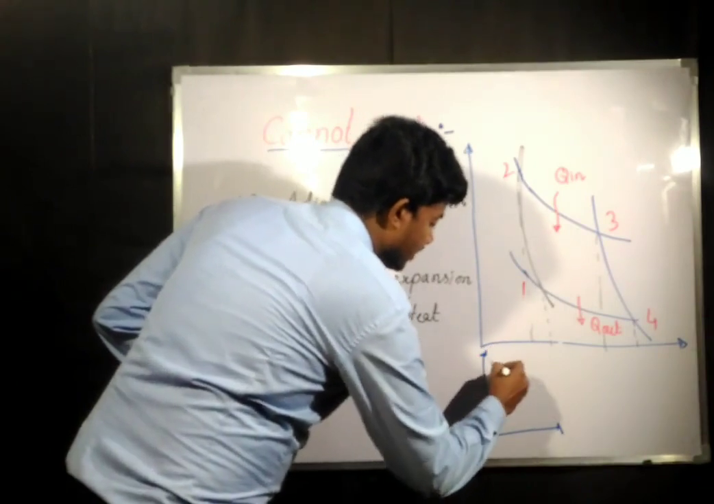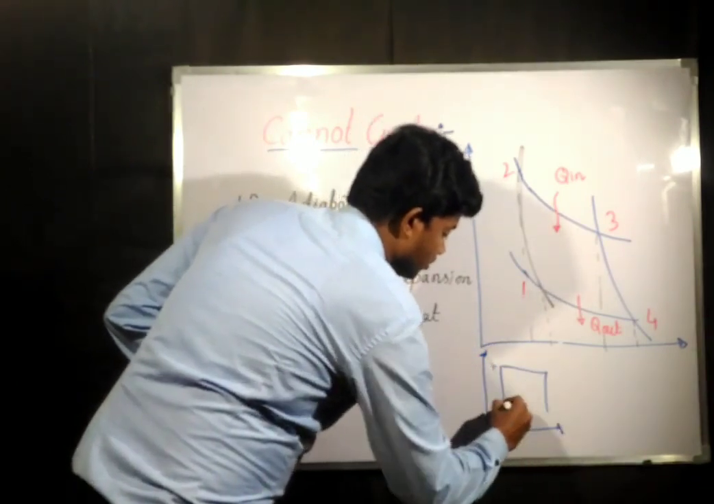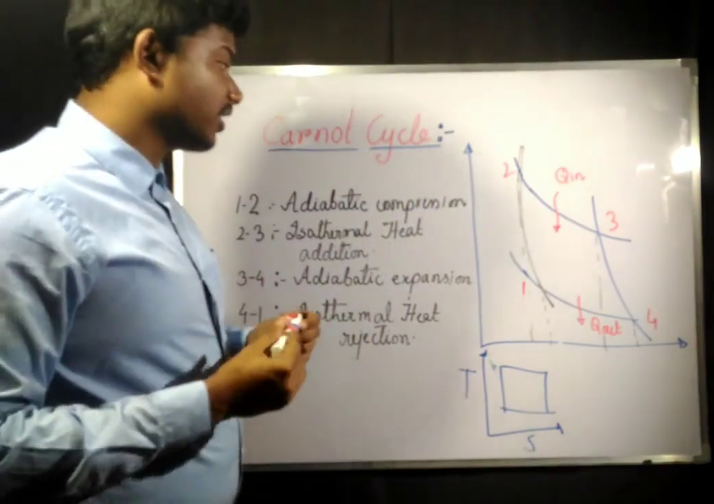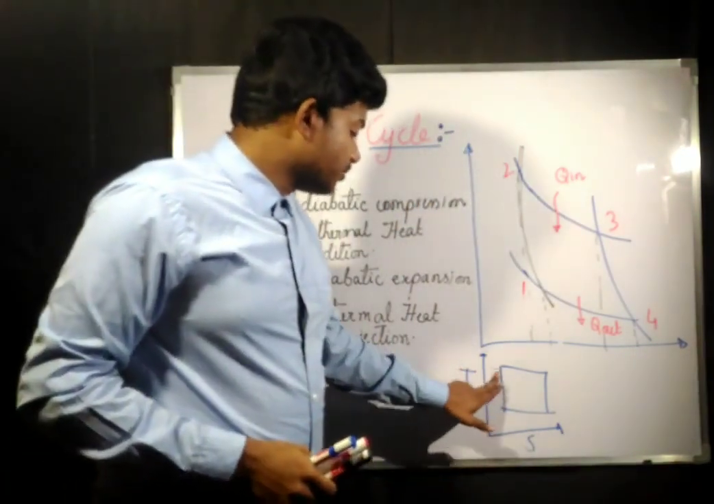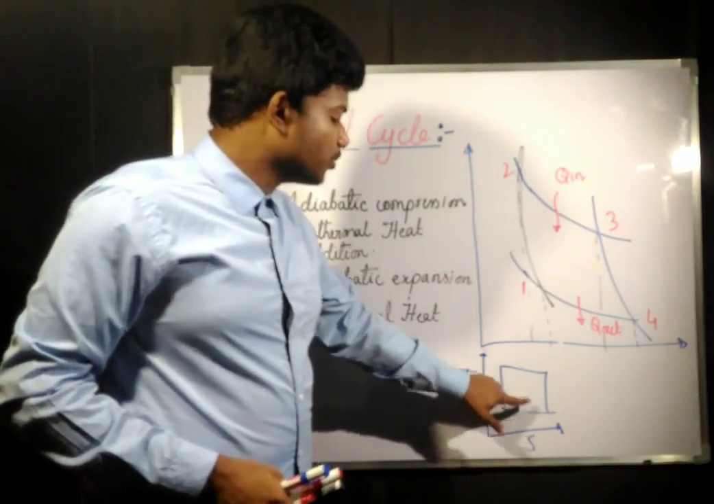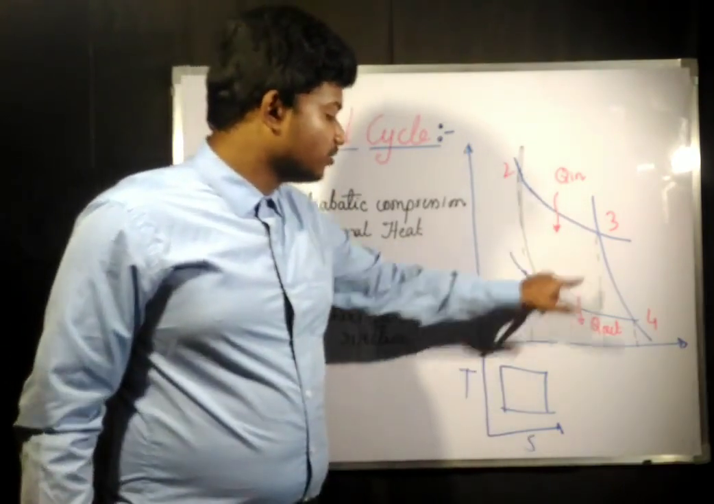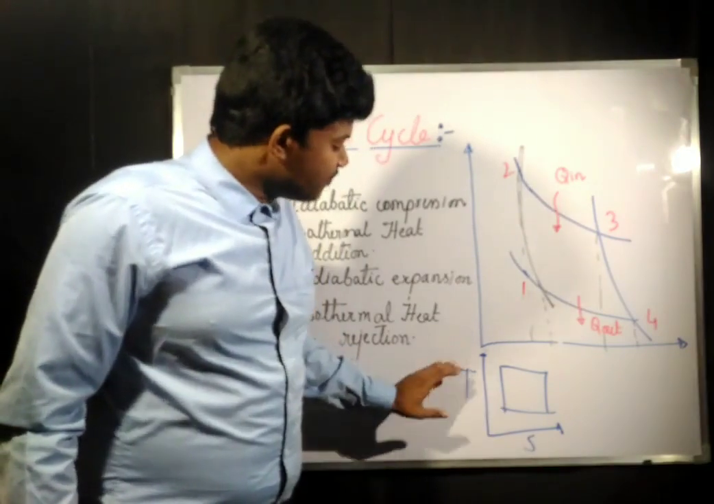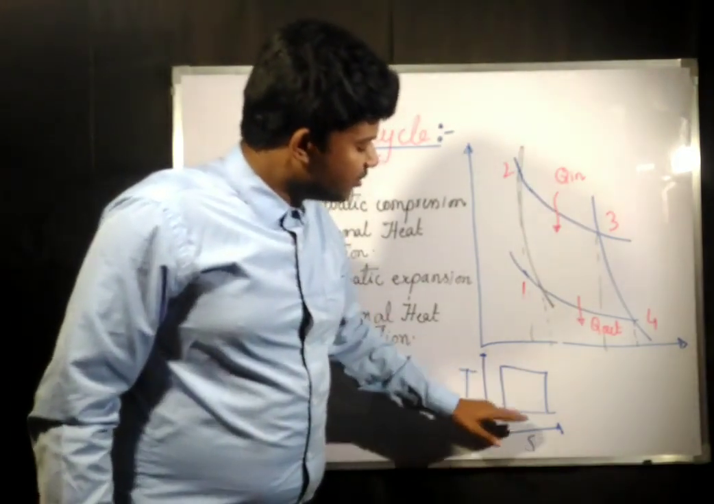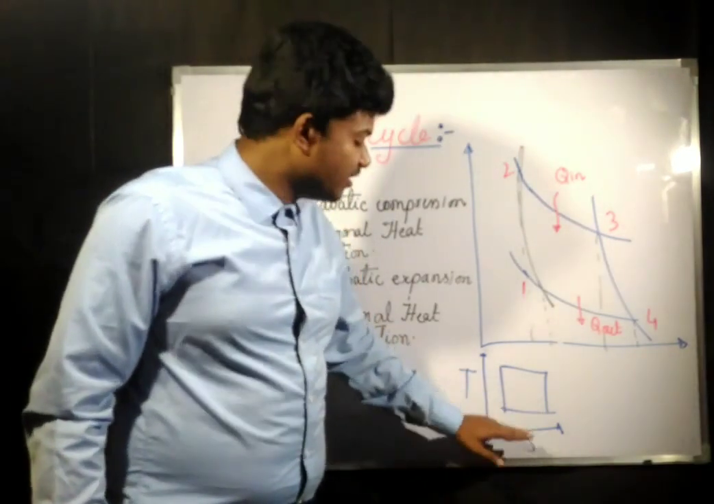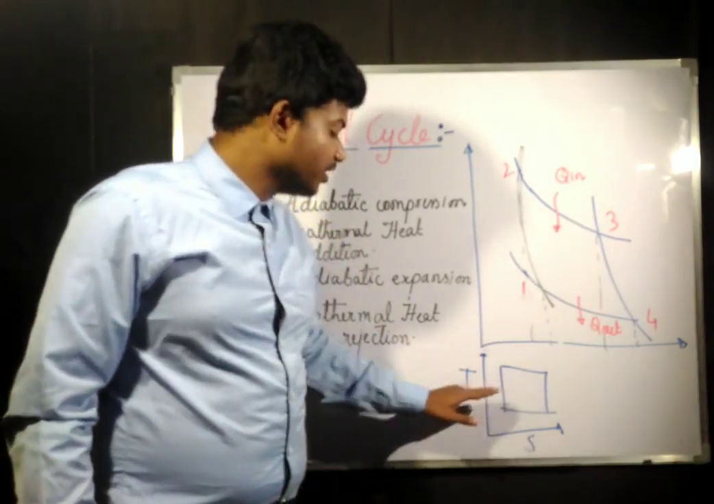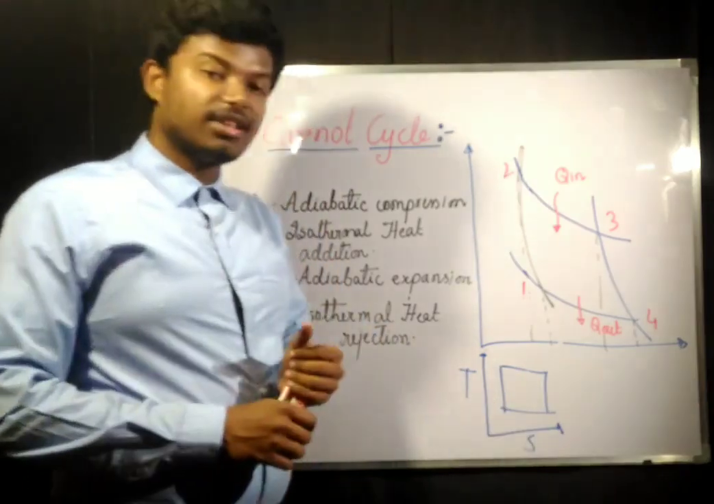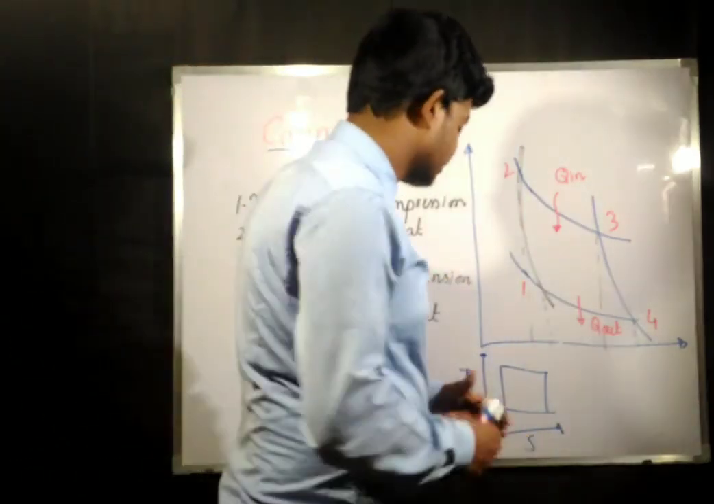Now the TS diagram for a Carnot cycle is going to be like a square. Okay, this is the TS diagram for a Carnot cycle. Why is it a square? Because these two processes are isothermal. In the TS diagram, this here is T, so whichever line is parallel to the entropy axis is going to be isothermal. So this process and this process are isothermal.